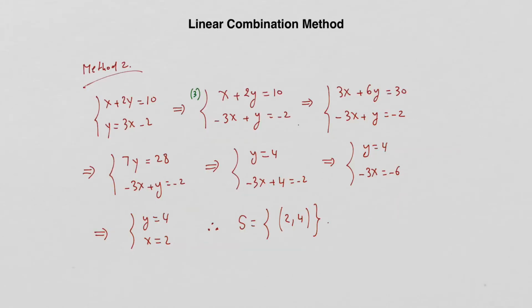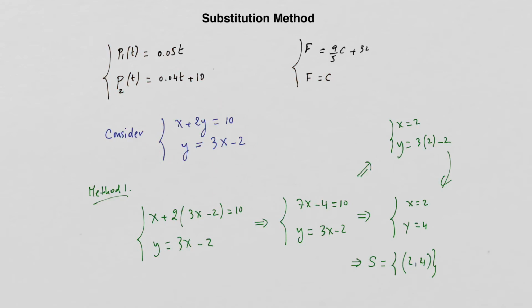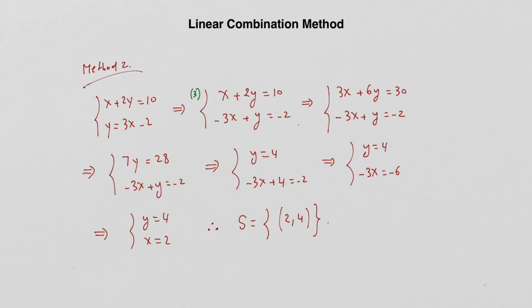The other method is called a linear combination method. And in this method, what you need to do, this is the same equation, okay? I'm copying the same one. You want both equations in the standard form. The standard form looks like ax plus by equals c. This is the very first thing you have to do. Okay, this is already in the standard form, 1x plus 2y equals 10. This is not, so that 3x has to go here. You get negative 3x plus 1y equals negative 2.